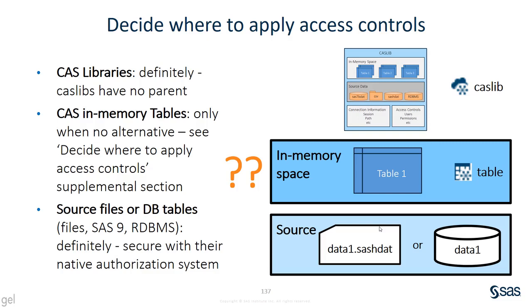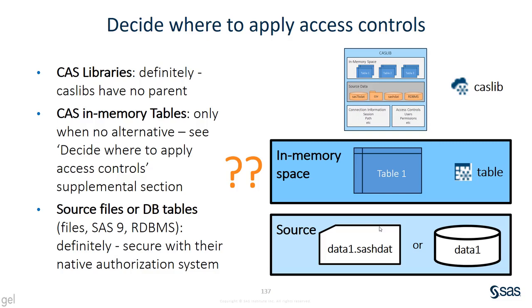You can apply them to the in-memory tables too, though. So I'm sure we can all probably come up with scenarios where a CAS lib has a set of permissions for a bunch of tables, but one table within the CAS lib might need some different set of permissions. So it is possible to apply them to the tables. It's not recommended, but you can do it, and there definitely are scenarios that you would want to do it.